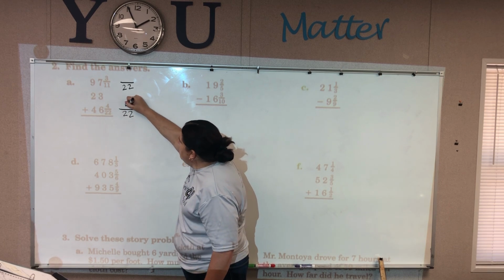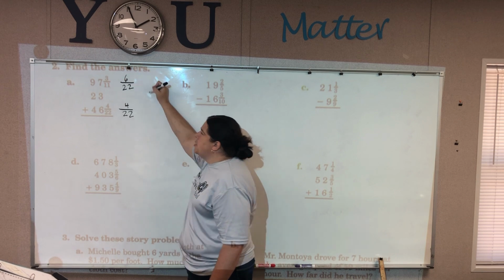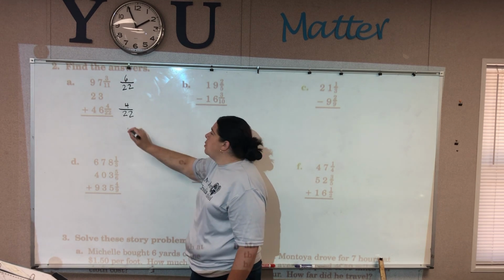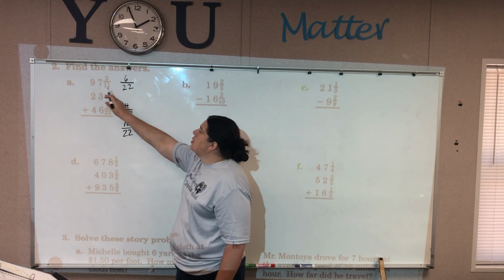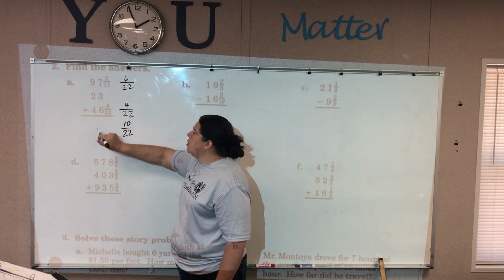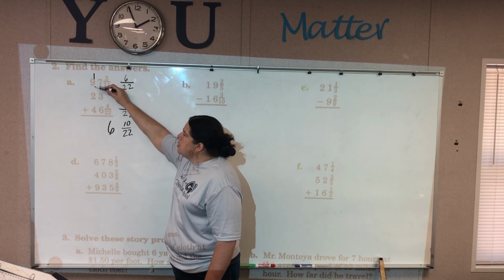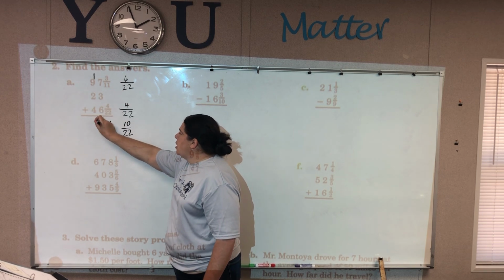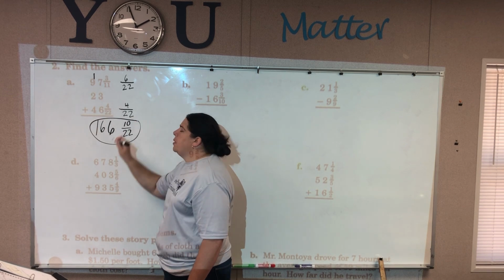This stays the same, and this changes to multiply by 2, and you have 6. 6 22nds plus 4 22nds equals 10 22nds, 7, 10, 16, carry the 1, 1 plus 9 is 10, 12, 16. That's your answer. Circle it and keep it as neat as you can.